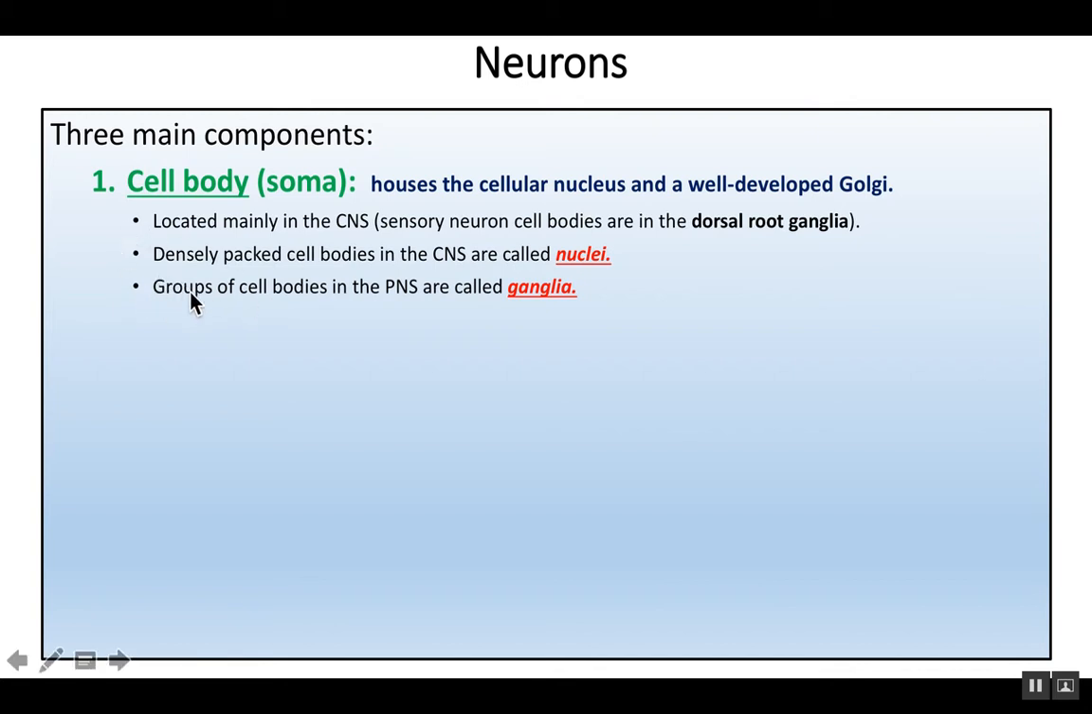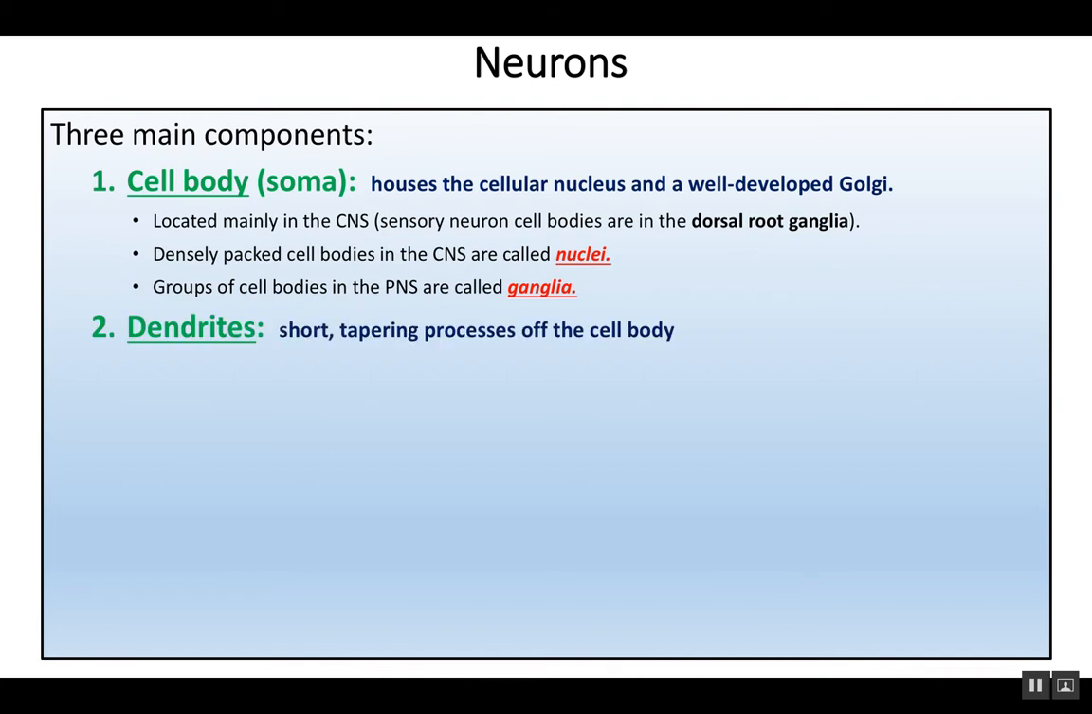A lot of times when you have a lot of cell bodies packed together in the periphery, we call that a ganglion or ganglia. The word ganglia actually means swelling. So where the nerve has a lot of cell bodies, it'll look like it's swollen because the cell bodies make up a large majority of the size of a cell because of that large nucleus. So if you see these two words, try to recall that what that just means is you've got a lot of cell bodies in the same location.